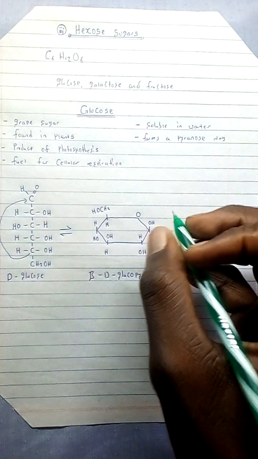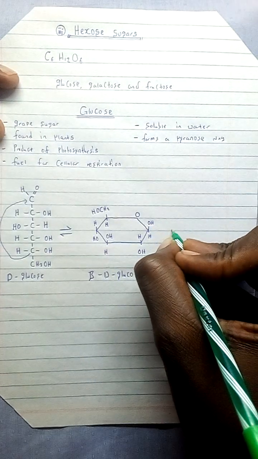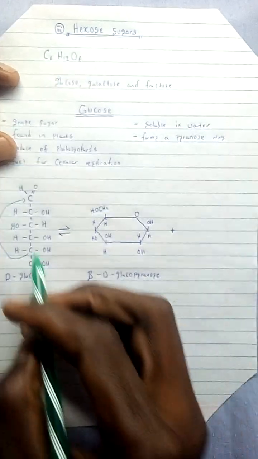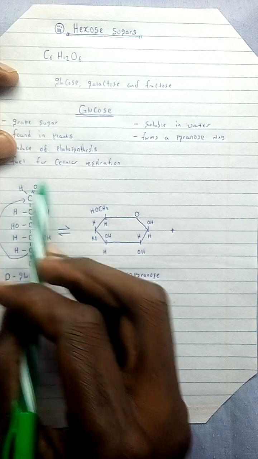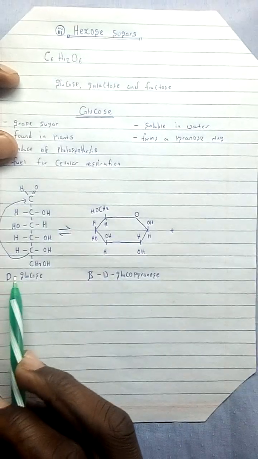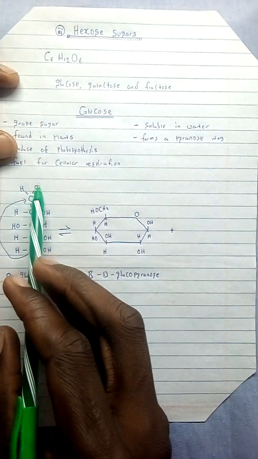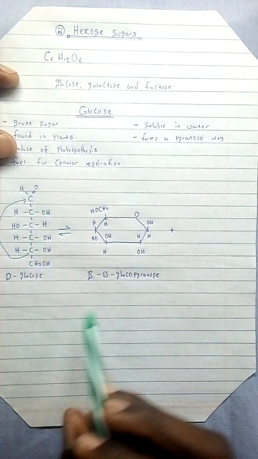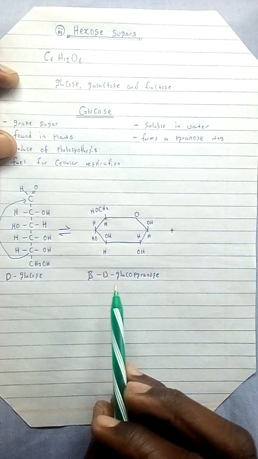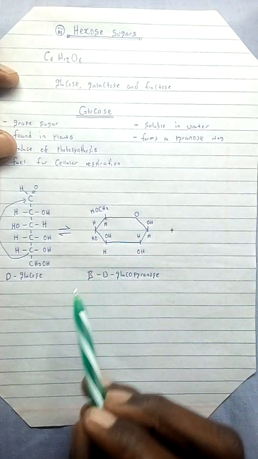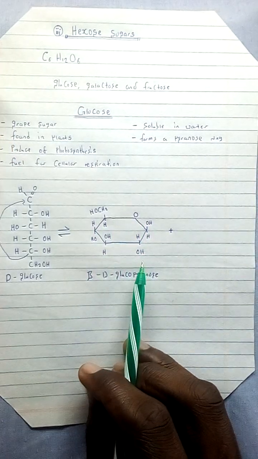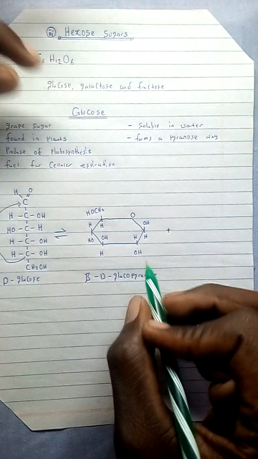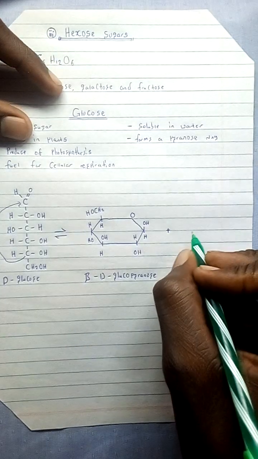Now let's look at the alpha form. This structure is the open chain, and this is an aldose because the carbonyl group is at the terminal here. What about this? This is the closed ring, which is the pyranose in this case. We have seen the beta form, so let's draw the alpha form.